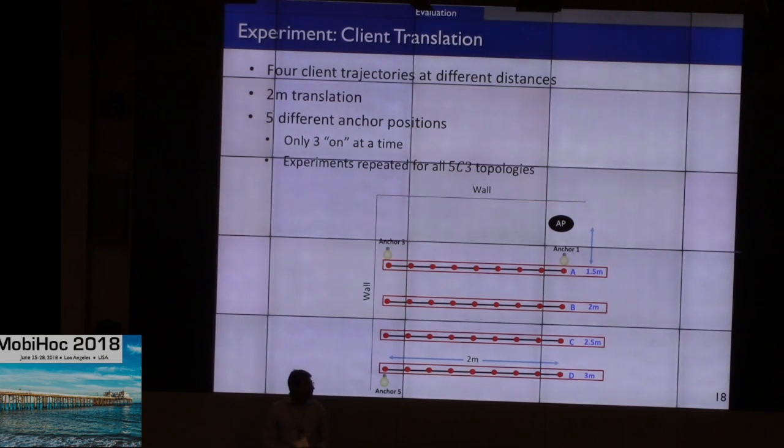For the client motion here, we are considering 4 different trajectories, A through D, at different starting distances from the access point. In this trajectory, the client starts in front of the access point, performs the training phase only once, and then enters the tracking phase as it moves 2 meters perpendicular to the access point.